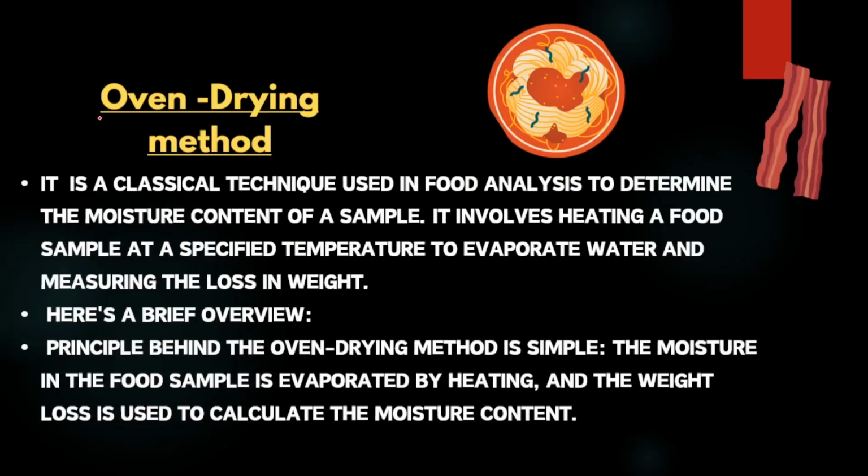In drying method we see the oven drying method. It is a classical technique used in the food analysis to determine the moisture content of a sample. It involves heating a food sample at a specific temperature to evaporate water and measure the loss in weight. And the principle behind the oven drying method is the moisture in the food sample is evaporated by heating, and the weight lost is used to calculate the moisture content.